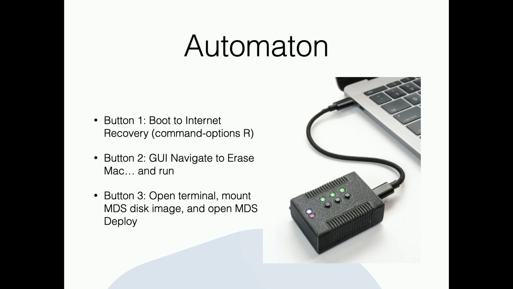I know that Internet Recovery is Command Option R, and Command Option Shift R is the earliest version. Turns out not everybody knows that. So putting it on as an automaton button is helpful for people.